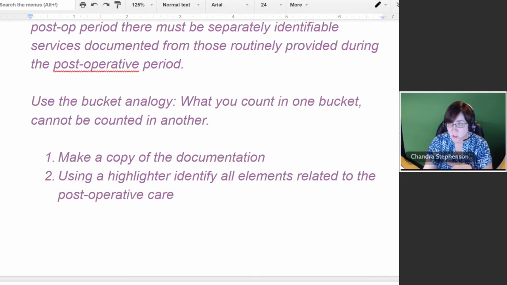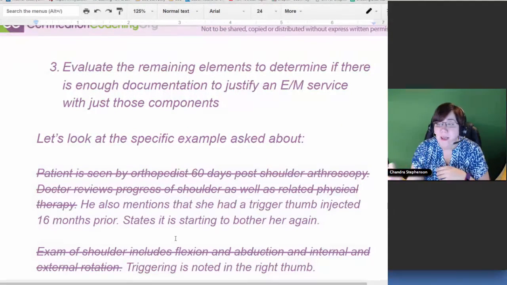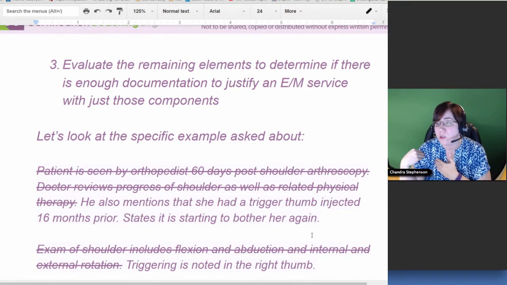So if we can scroll on, I actually put in what this person that sent in the question said the documentation contained. And what I did is I put a strike through the things that in my opinion would have been related to the shoulder. Right? They're here 60 days post-op. They're also doing their physical therapy, but oh, they mentioned that they have trigger thumb injected 16 months ago and it's starting to bug them. Well, that doesn't have anything to do with the shoulder, right? We did an exam of the shoulder, that's all post-op, but the triggering is noted in the right thumb. So we did look at the thumb.